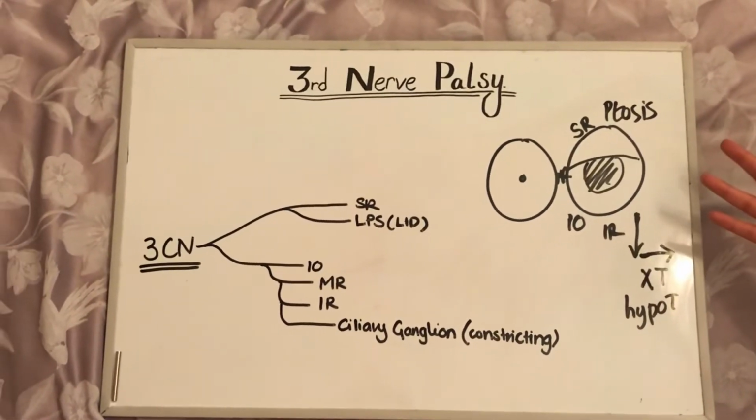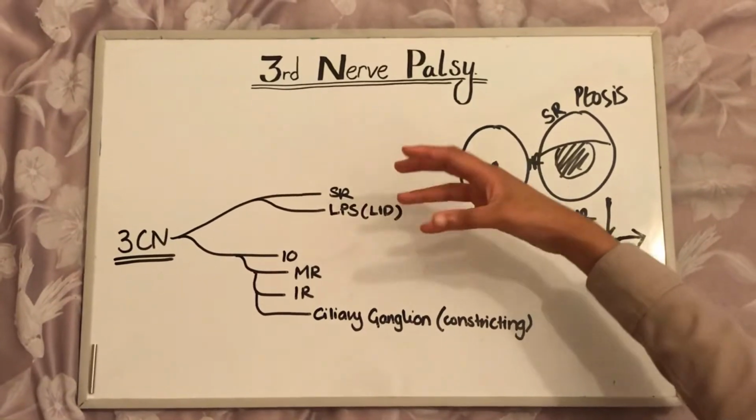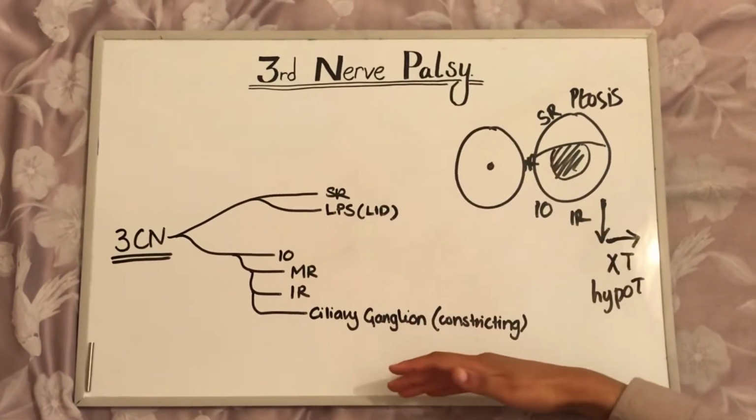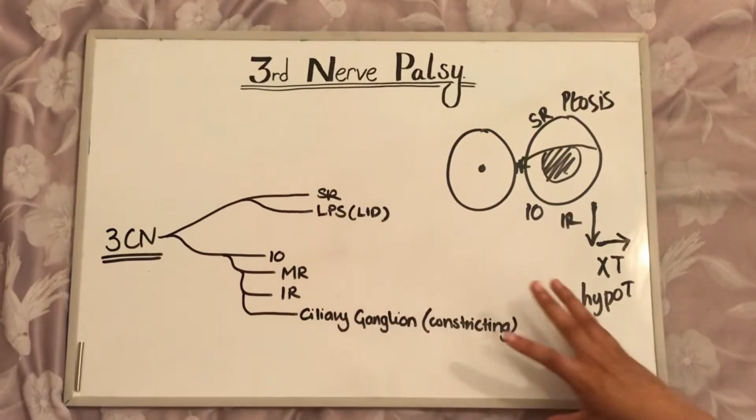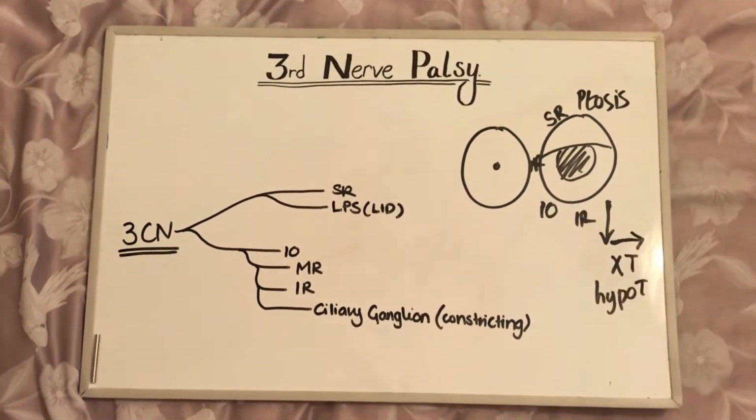The third nerve palsy can be divisional, so it might just be the superior branch that's affected or the inferior branch that's affected. Everything can be affected, or it can be specific muscles that are affected in a third nerve palsy.